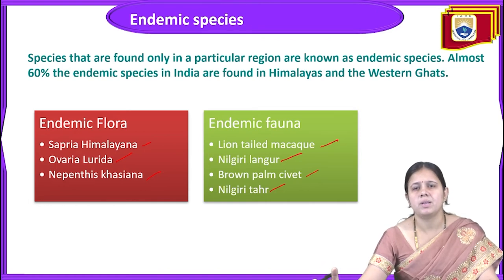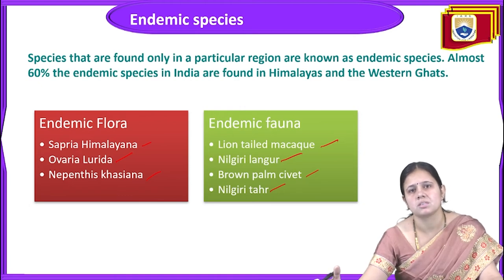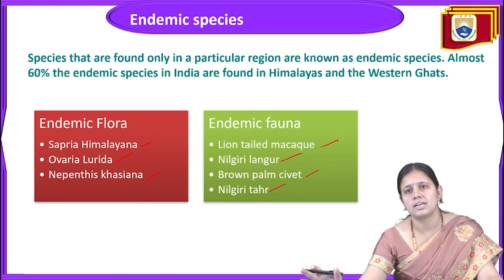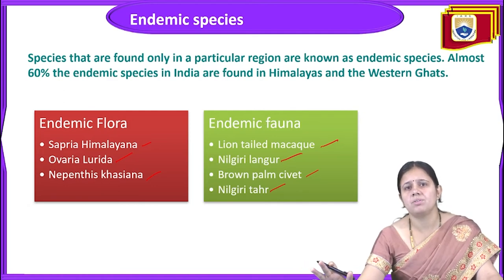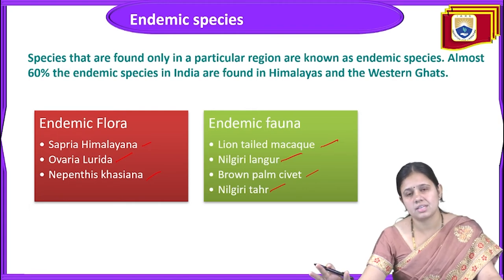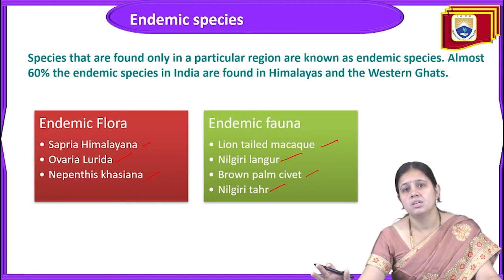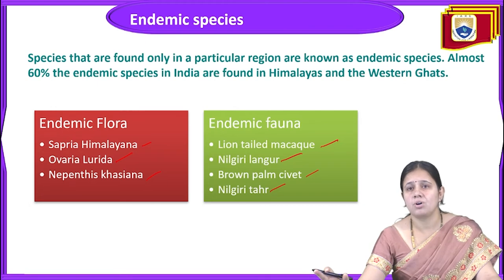That's why that place is called a hotspot, and for the preservation of these endemic species, that place is categorized under the category of hotspot. The endemic flora of India are Spiraea Himalaya, Ovaria Lucidia and Nepenthes Khasiana, and the endemic fauna are the lion-tailed macaque, Nilgiri langur, brown palm civet and Nilgiri tahr.